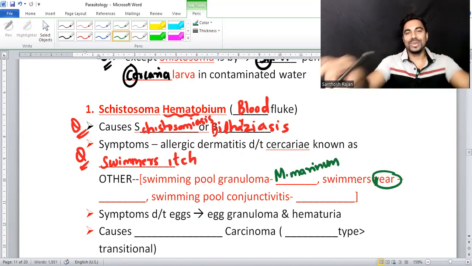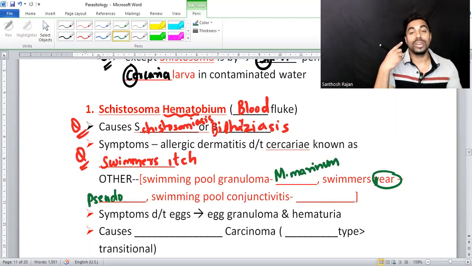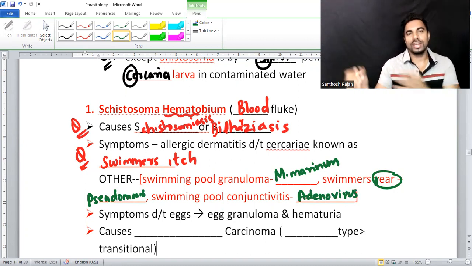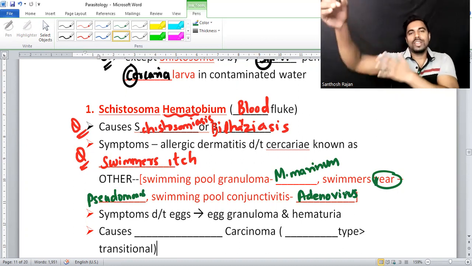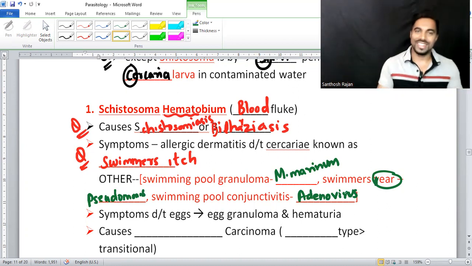Swimmer's ear, you know, our favorite: who goes to Shanghai and goes to swimming pools, like Ekta Kapoor? I mean Pseudomonas. Then she jumped into the river and got swimmer's ear, or otitis externa, malignant otitis externa. So Pseudomonas is swimmer's ear. Then swimming pool conjunctivitis: a den full of children, adenovirus. They jump into the swimming pool, coughing, sneezing, with running noses, and in the swimming pool they get swimming pool conjunctivitis. Adenovirus, children.